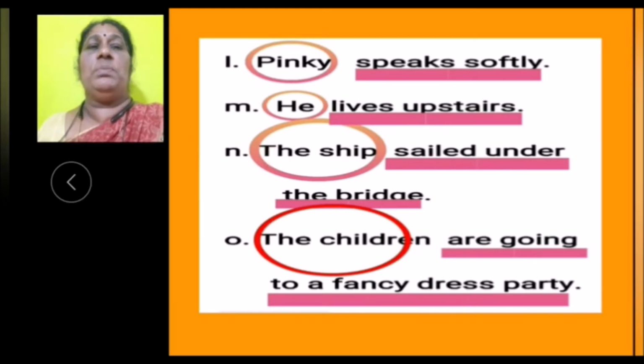The ship sailed under the bridge. What sailed under the bridge? The ship. That is the subject and sailed under the bridge is the predicate.